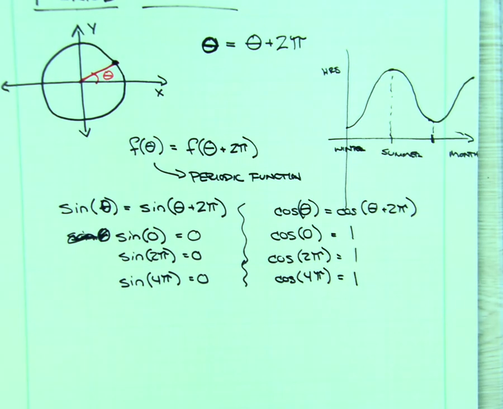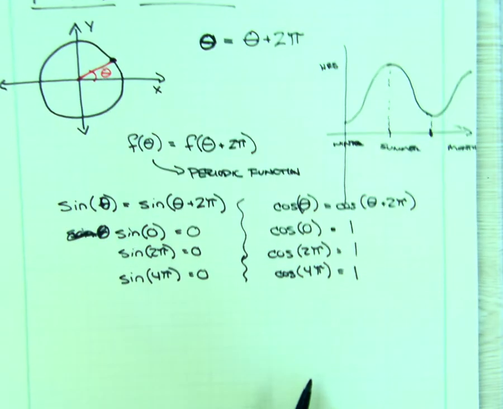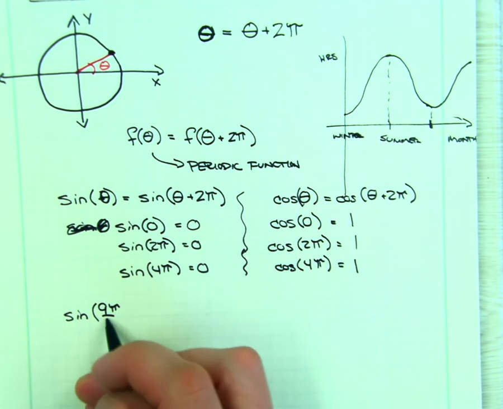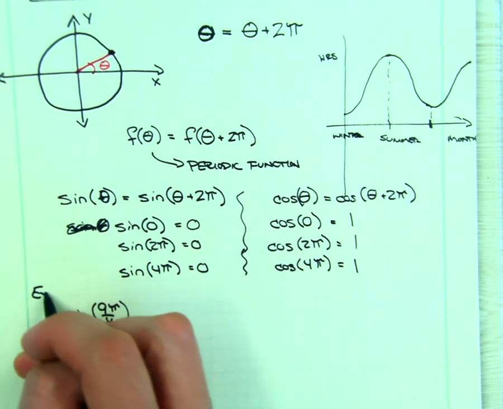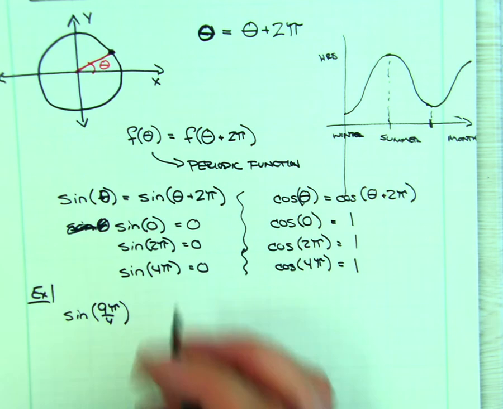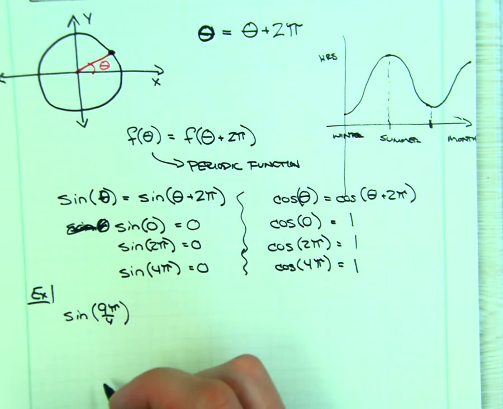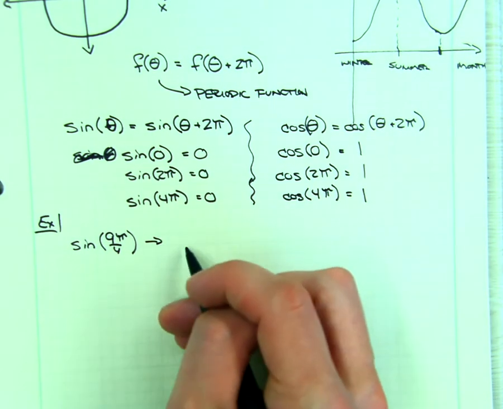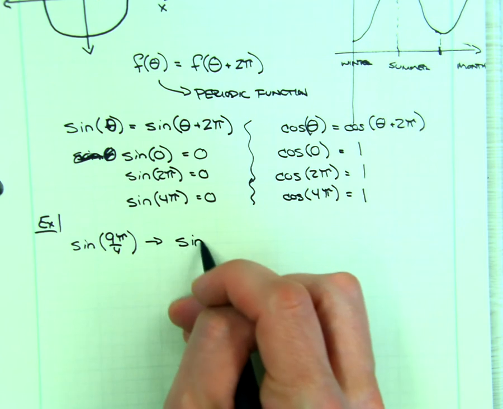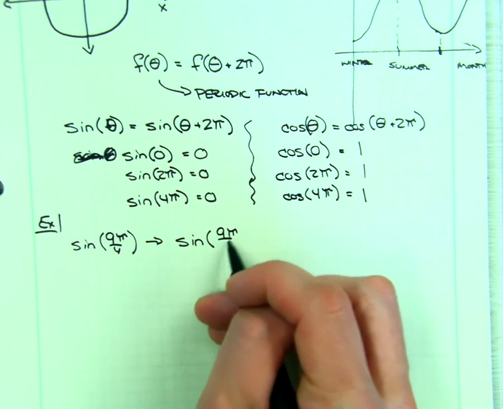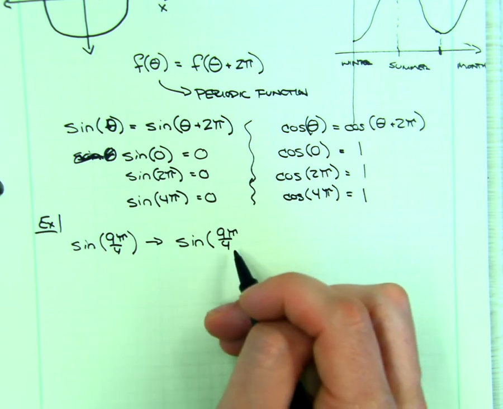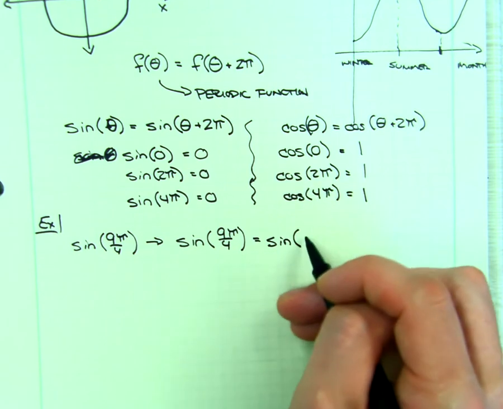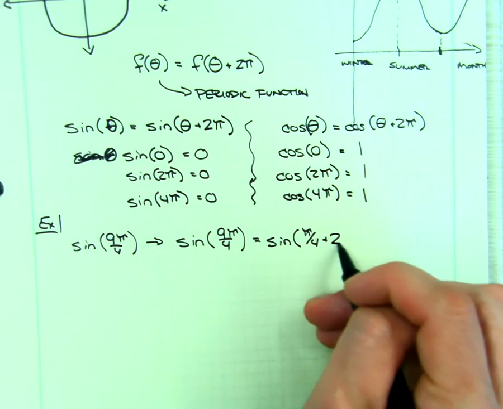Bingo. Now, how does this relate to coterminal angles, right? Say I want you to find out what the sine of 9 pi over 4 is. First thing you need to notice is, hey, 9 pi over 4 is greater than 2 pi. So in order to simplify this, whether I'm adding or subtracting doesn't really matter. Sine of 9 pi over 4 is going to be equal to the sine of pi over 4 plus 2 pi.